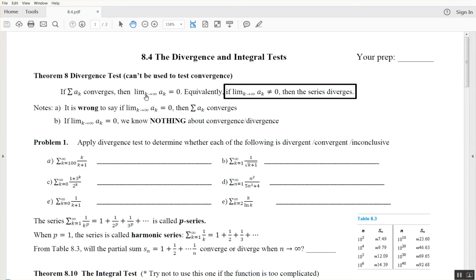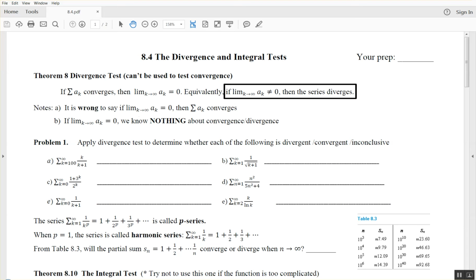Now let's first begin with reading this divergence test statement. It says, if the series converges, then the limit of a_k, the kth term, as k approaches infinity is equal to 0, which means if the series converges, ultimately the nth term will be approaching 0. Now, this statement is not that useful. Its contrapositive is more useful. Equivalently, and that's why I put that into a black box right here, if the limit of the kth term is not 0, then the series diverges.